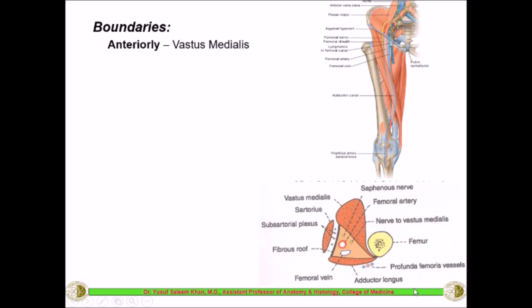The first boundary is the anterior boundary or the anterior wall, which is formed by the vastus medialis. So this is the muscle here which forms the anterior boundary for this triangle. Posteriorly, the floor is formed by the adductor longus muscle here, as well as the adductor magnus below. So the adductor longus forms the floor above, and the adductor magnus will form the floor below.